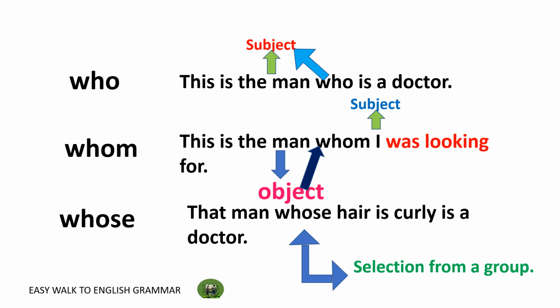Means he is in a group. If you want to tell your friend who is standing near you that a particular man is a doctor, how will you describe this man to your friend? You will definitely say this sentence: that man whose hair is curly is a doctor.